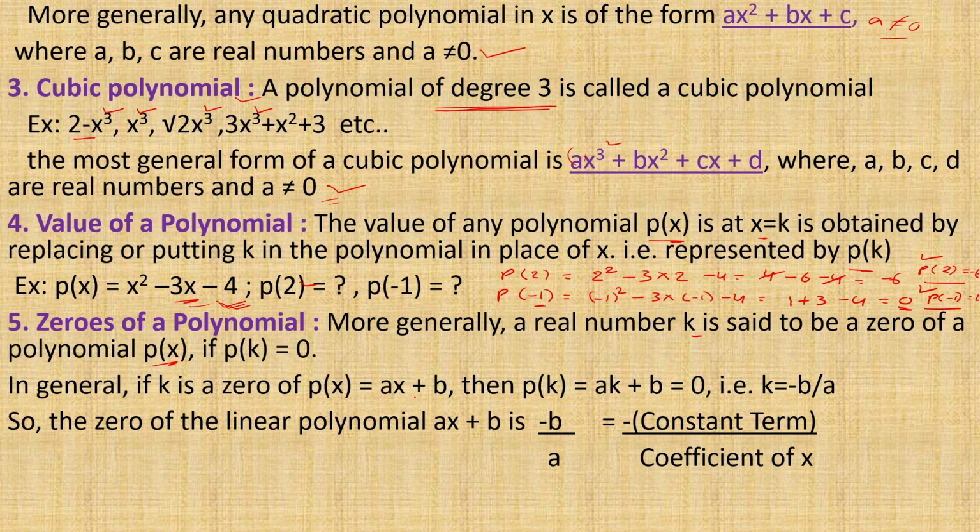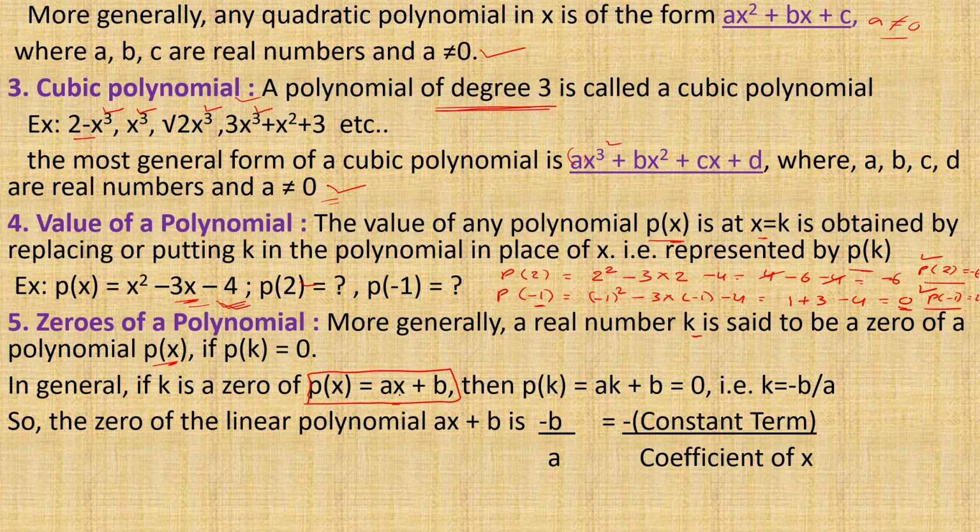In general, if k is a 0 of p of x, which is equal to ax plus b, this is a linear polynomial, then p of k is equal to ak plus b is equal to 0. That is k is equal to minus b by a. If you see this, consider a linear polynomial. What is the general form of a linear polynomial? p of x is equal to ax plus b.